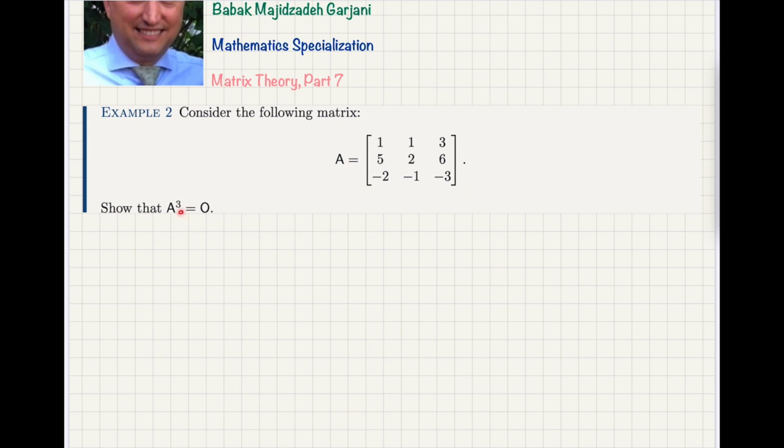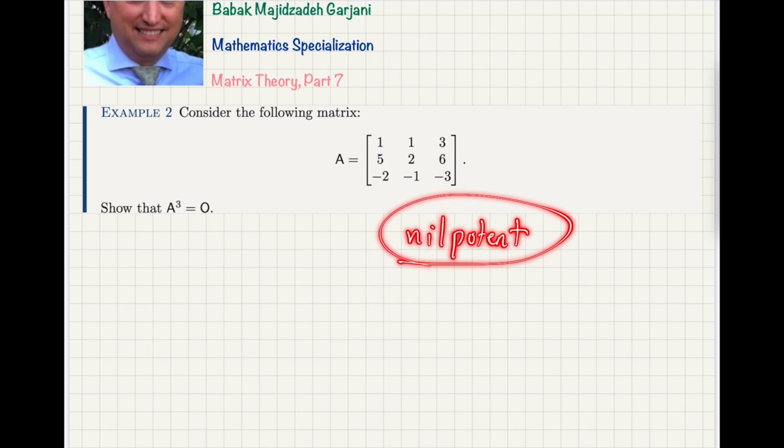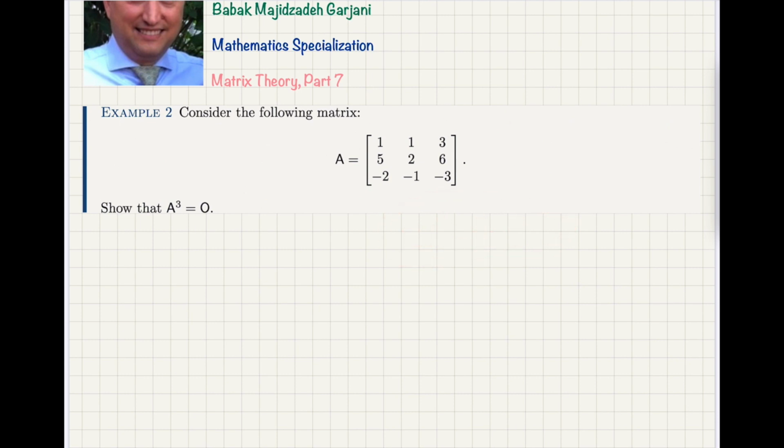Studying these kinds of matrices is beyond the scope of this lesson, but these are called nilpotent matrices. So a matrix which is not the 0 matrix, of course, and there is a number that you raise it to that power, the matrix itself becomes 0. It is not guaranteed that every matrix has this property, but some matrices have, and if there is a matrix of this type, it's called a nilpotent matrix. Okay, but here we want to show that this is indeed the case.